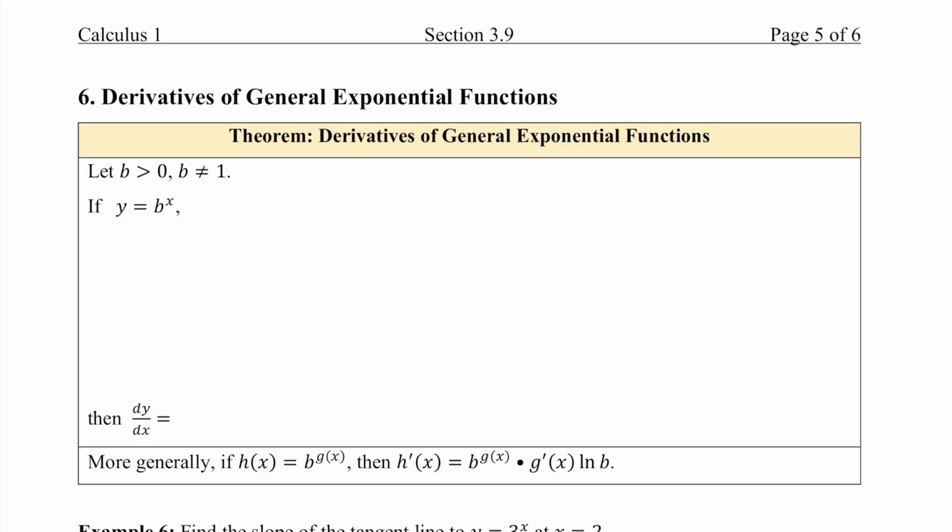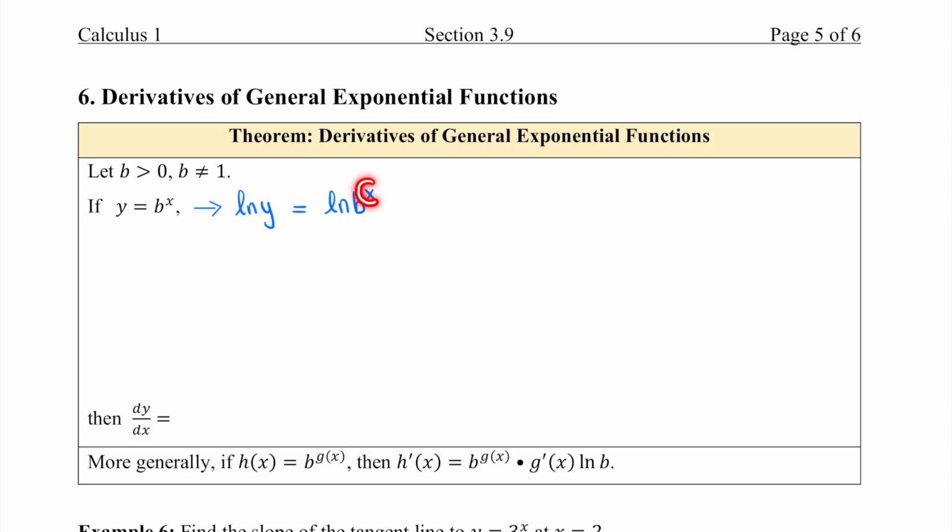Now, let's look at derivatives of general exponential functions. Let b be greater than 0 and not equal to 1. Suppose we have y equals b to the x. How do we find the derivative of y, or dy over dx? To do that, we take natural log of both sides. So we'll have natural log of y equals natural log of b to the x.